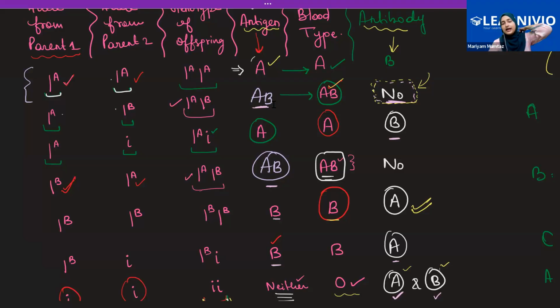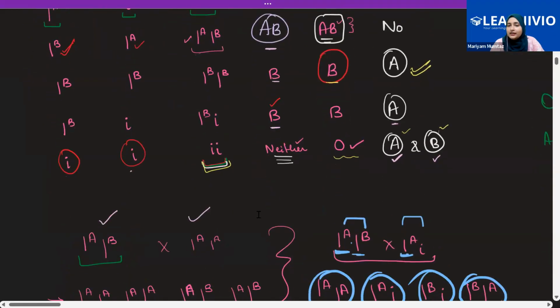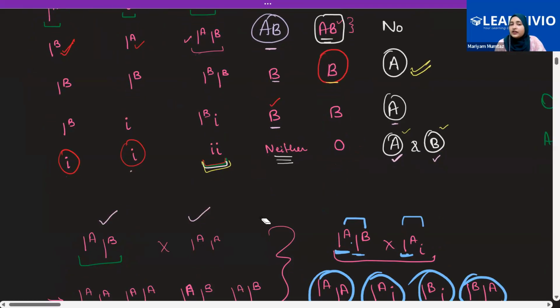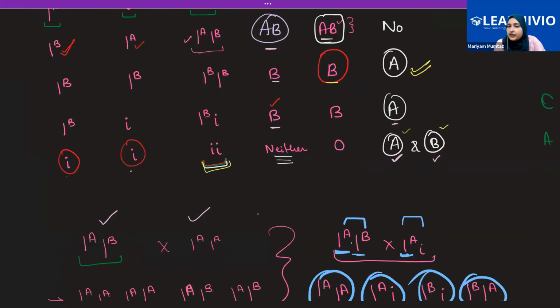Since they do not have any antibody against any of the blood groups, they can take blood from anyone, and that is why we call them universal recipients. Whereas since the O blood group doesn't have any antigen present, it will not trigger any reaction in anyone's body. So that is why we call the O blood group the universal donor.